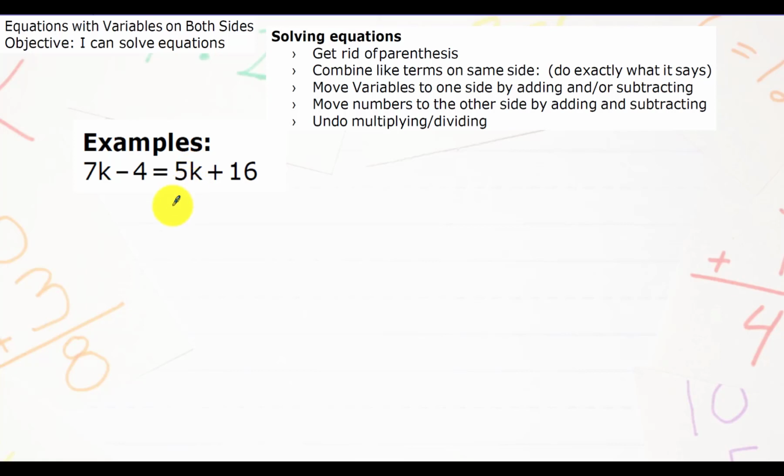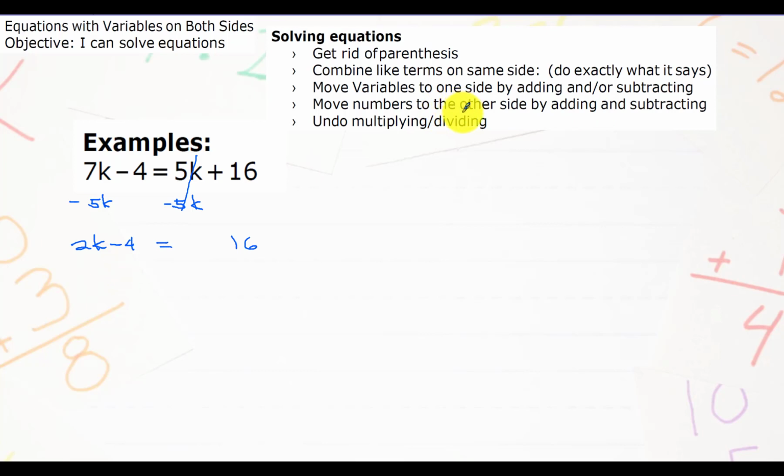To undo 5k, we are going to subtract 5k to both sides. So right now, we are using our subtraction property of equation. So 5k minus 5k, using inverse, this will cancel out. So this is your additive inverse. Bring down your 16. 7k minus 5k is 2k. Bring down your minus 4.